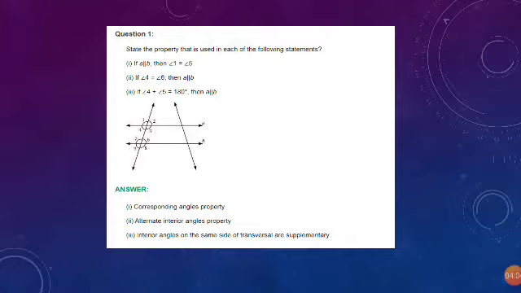So, first one, A is parallel to B, then angle 1 equals angle 5, corresponding angles property. Angle 4 equals angle 6, that is alternate interior angles. If angle 4 plus angle 5 equals 180 degrees, then A is parallel to B, because interior angles on the same side of a transversal are supplementary.